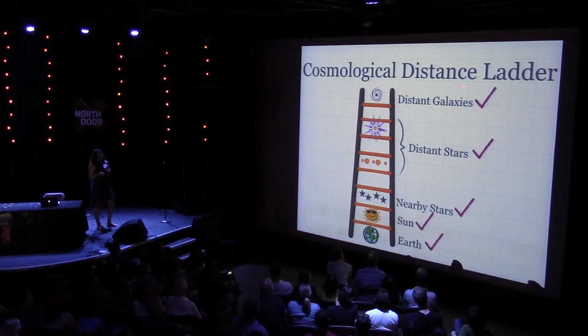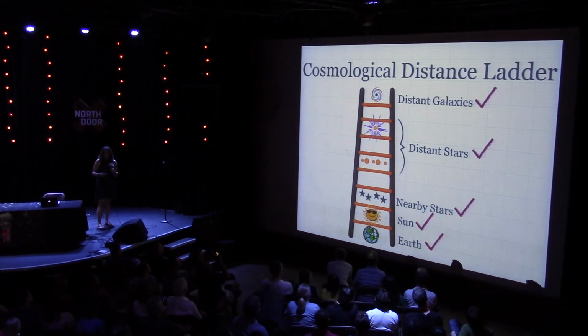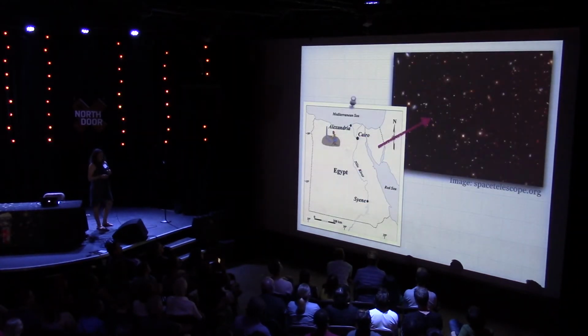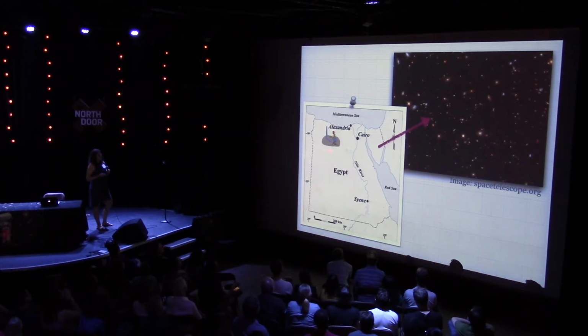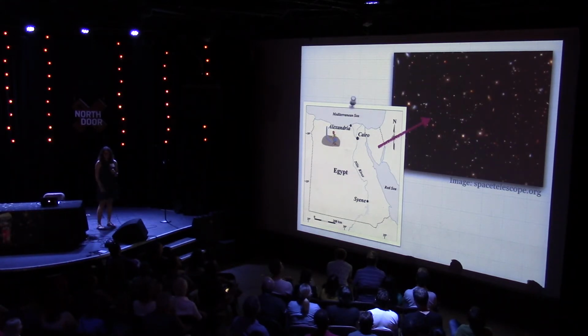So finally, with that, we're able to build up our entire distance ladder. Every single thing in this ladder builds off of something else. And of course, it all started with a guy with a stick in Alexandria who was able to measure the size of the Earth without ever leaving Egypt. And thanks to his innovative technology, we are now able to measure the distances to the farthest galaxies in the universe. Thank you.